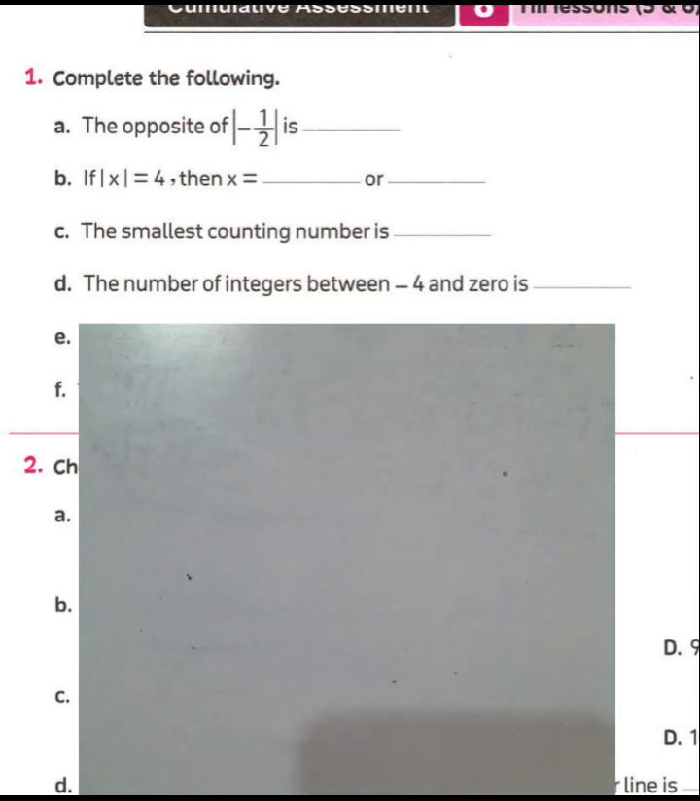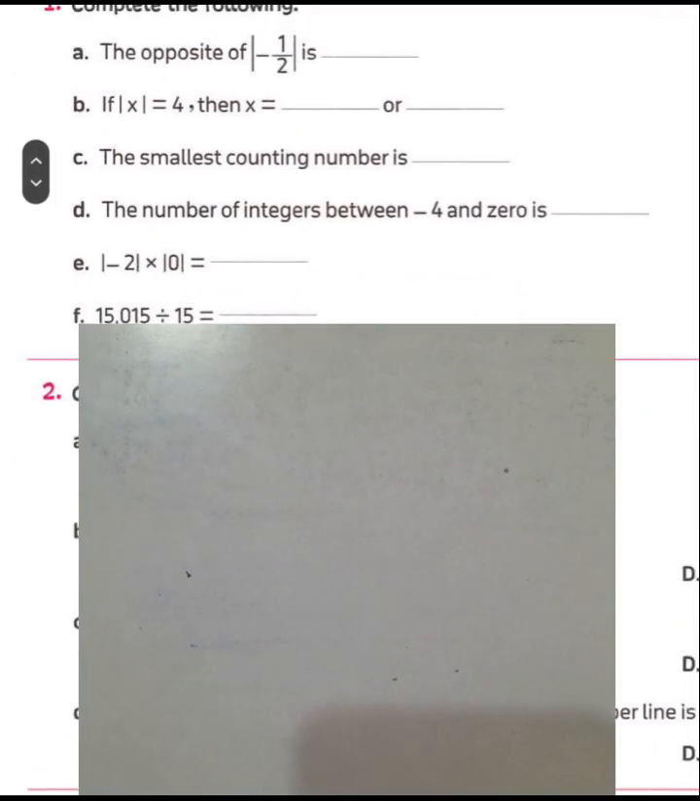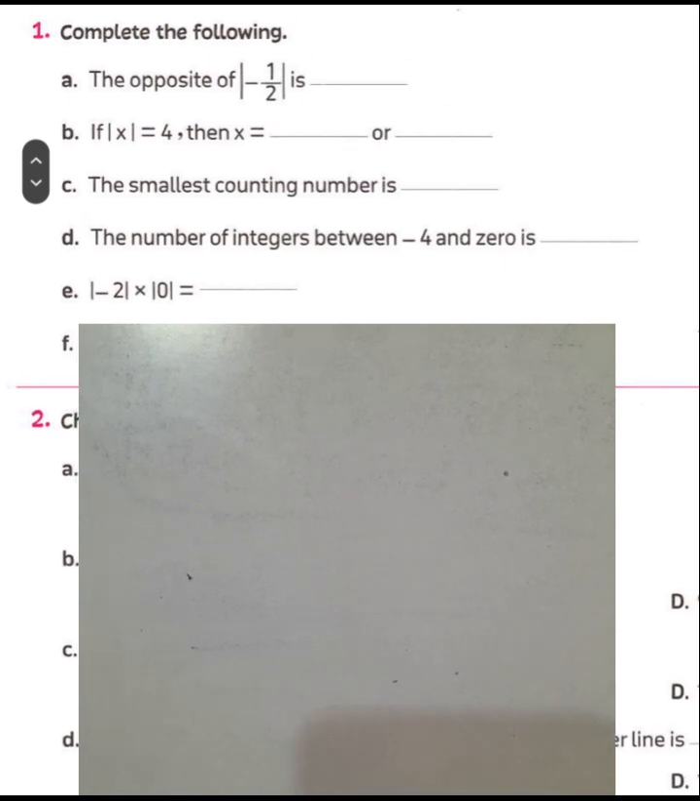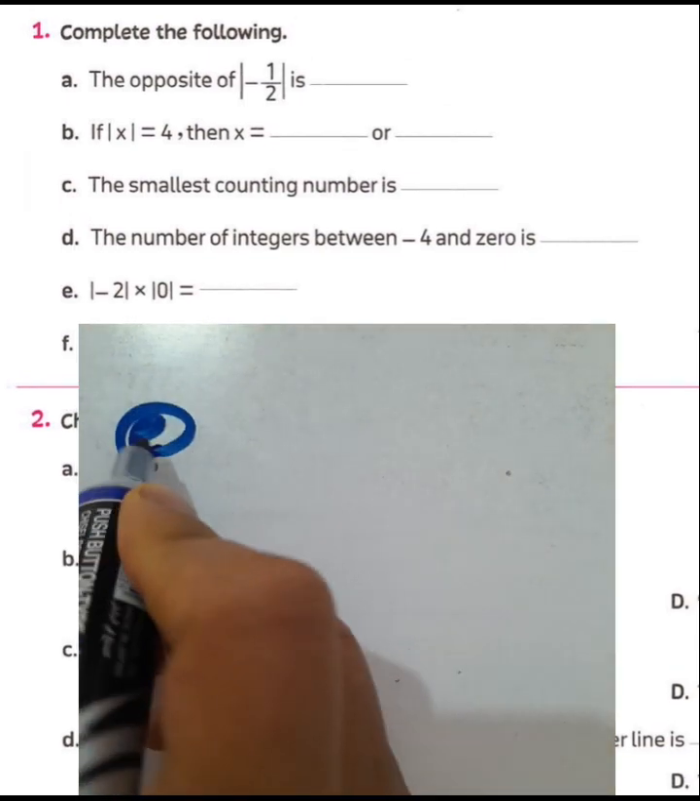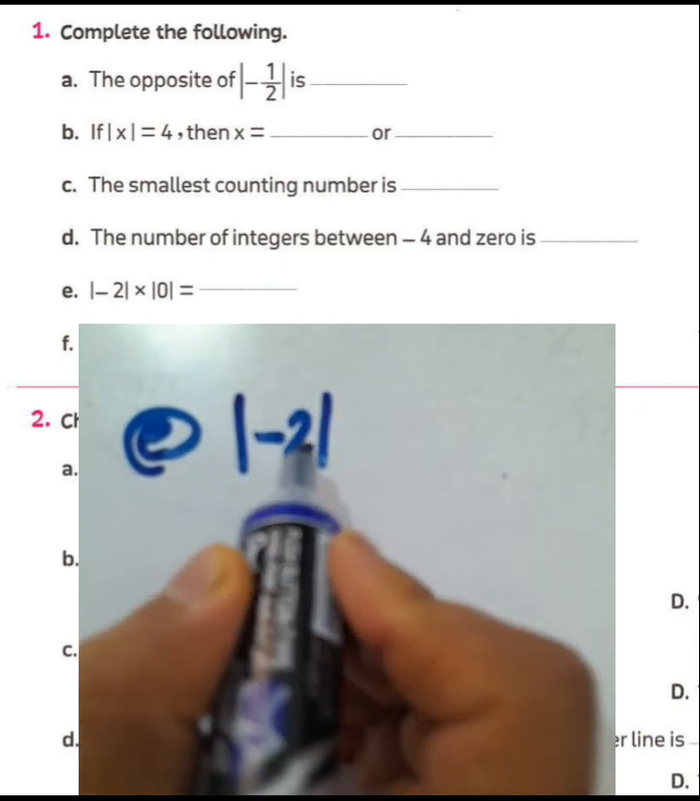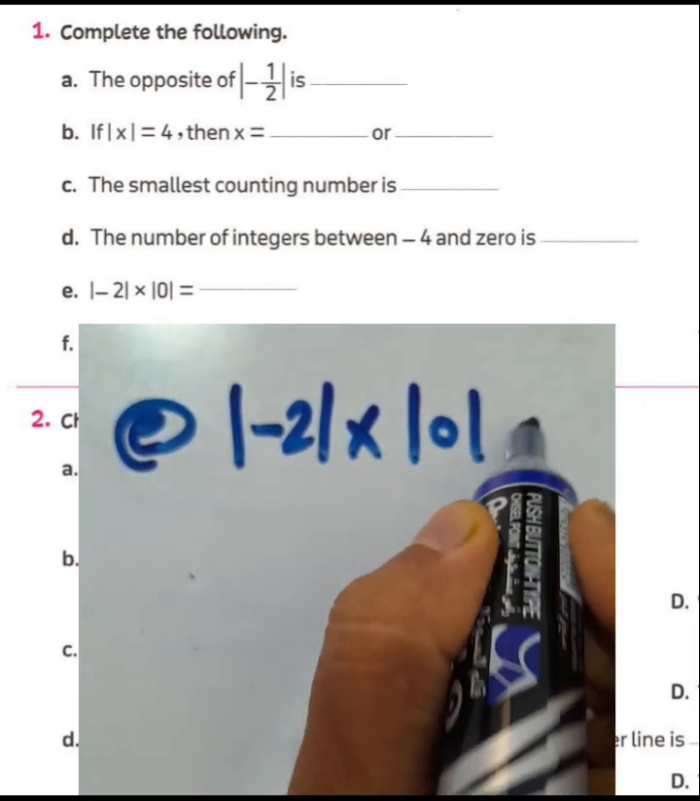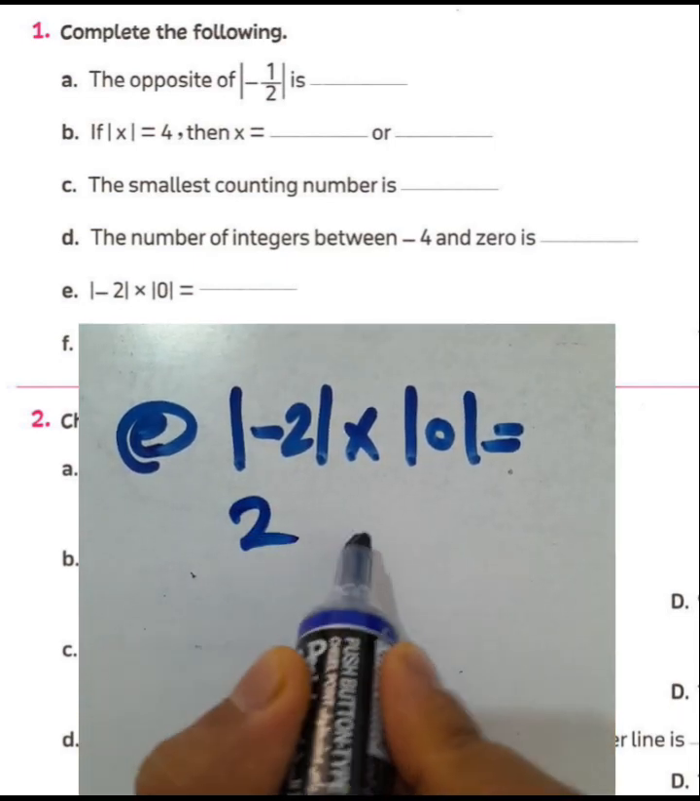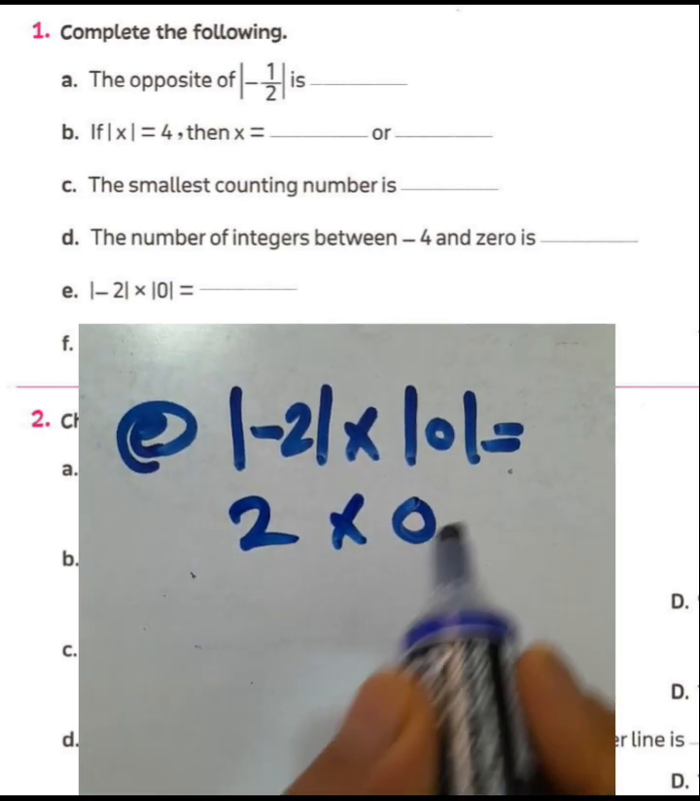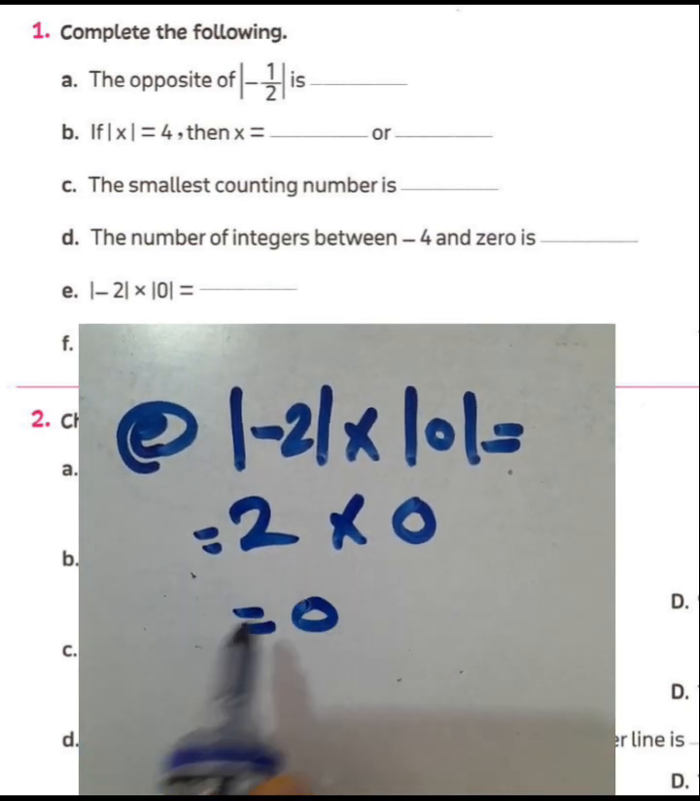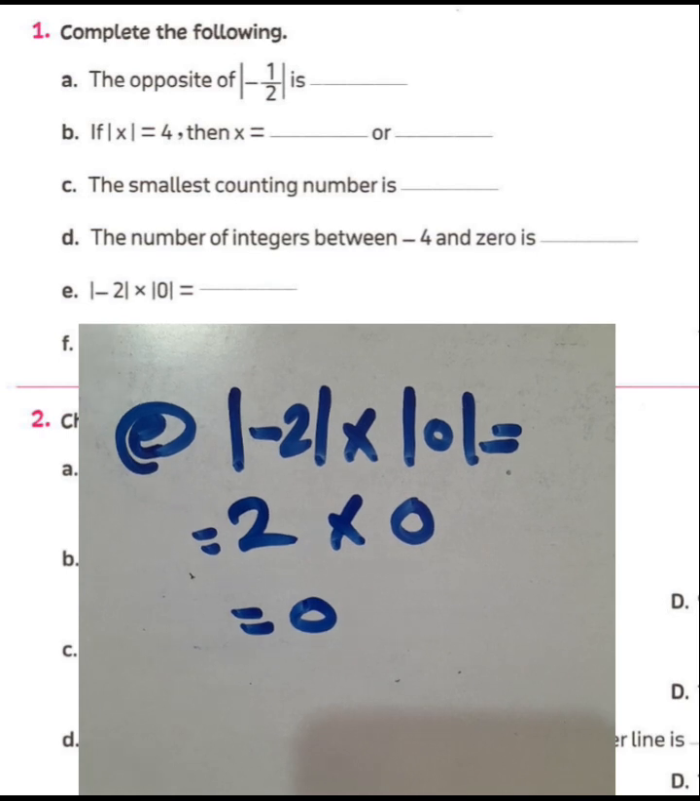Next question with me. Letter E. The absolute value of negative 2 multiplied by the absolute value of 0. The absolute value of negative 2 equals 2 and the absolute value of 0 equals 0. 2 times 0 equals 0. The result will be what? The result will be 0.